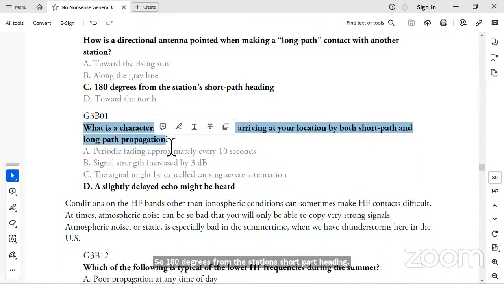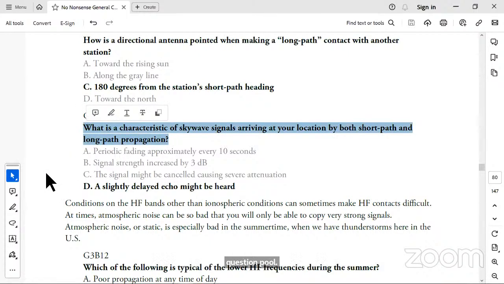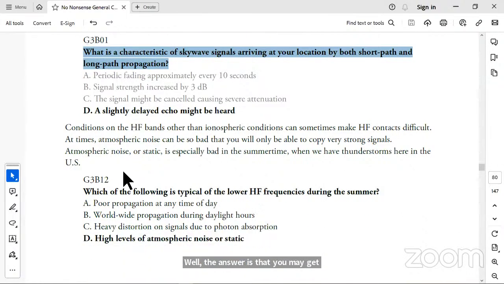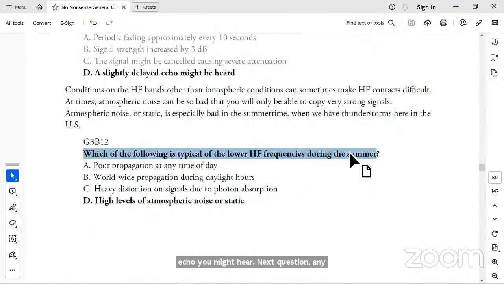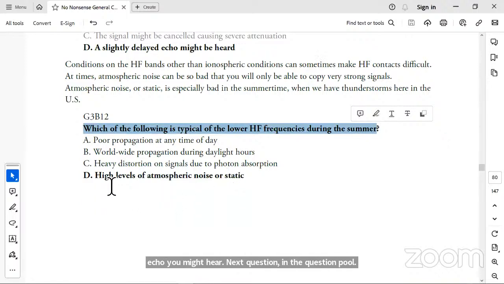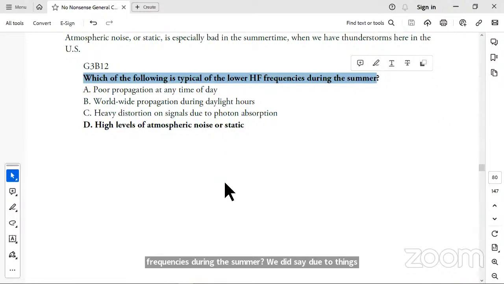Next question in the question pool. What is a characteristic of skywave signals arriving at your location by both short path and long path propagation? Well, the answer is that you may get a slightly delayed echo you might hear. Next question in the question pool. Which of the following is typical of the lower HF frequencies during the summer? We did say due to things like thunderstorms, you might have a high level of atmospheric noise or static.